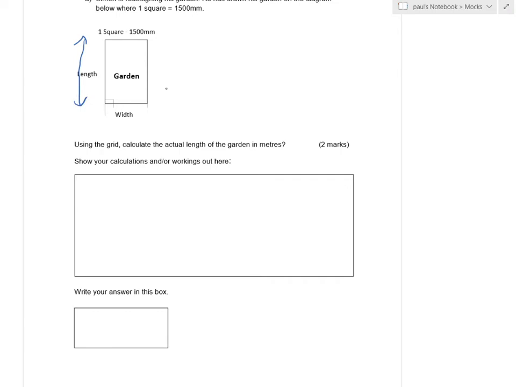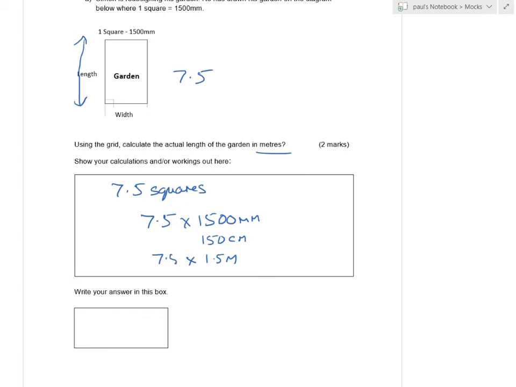And whatever the grid was, it's 7.5 squares. I have no idea where this is coming from because it has used the grid. So it's 7.5 times 1500 millimeters, and we're going to work it in meters. So it's 150 centimeters, and it's 1.5 meters. So we've got 7.5 times 1.5. Let's do that calculation. Times 1.5.